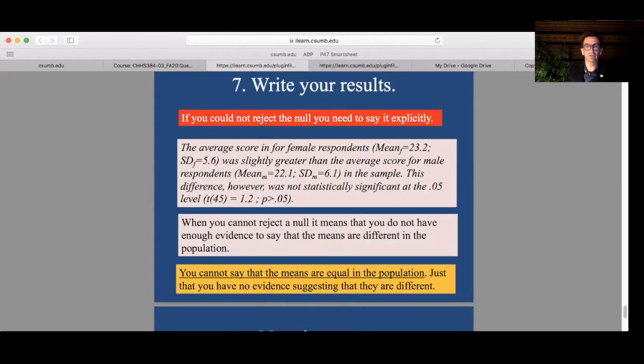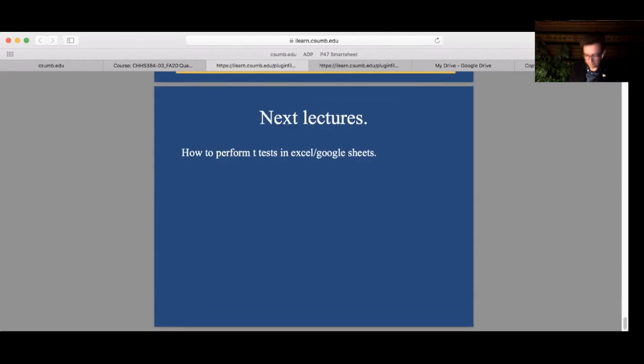If you could not reject your null, you need to say it, right? You can say this difference that we saw in the sample was not statistically significant at this level. Okay. So that is all the theory of the t-test. Let's go and look at how we would do this in real life with a real data set and in Google Sheets.